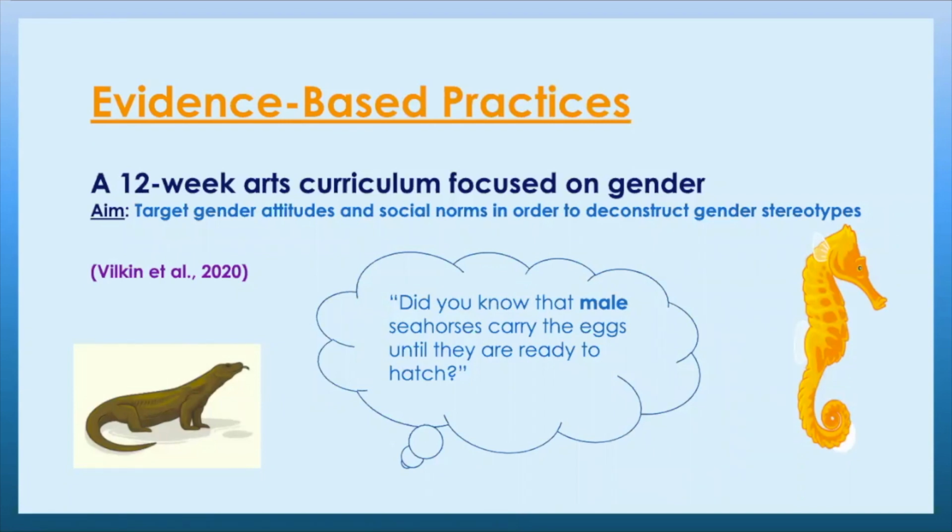Results for this practice showed that more children reported their gender in terms which were gender expansive after being exposed to the curriculum, and that their attitudes towards people who engaged in certain gender expansive activities or roles, for example, a girl who wears traditionally boy clothes or a boy who plays with Barbie dolls, became more favorable.